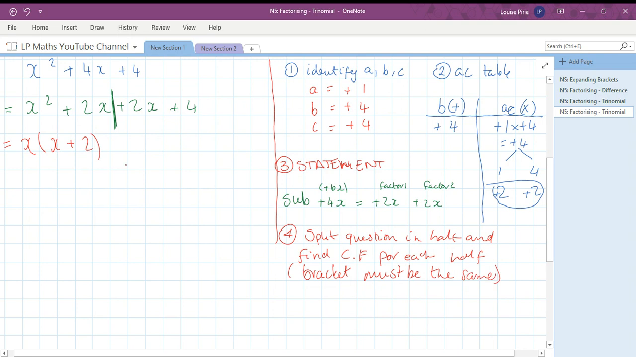So if your bracket isn't the same, basically you've made a mistake. So just bear that in mind. So we've got 2 and inside we've got x plus 2. Excellent, our brackets are the same.